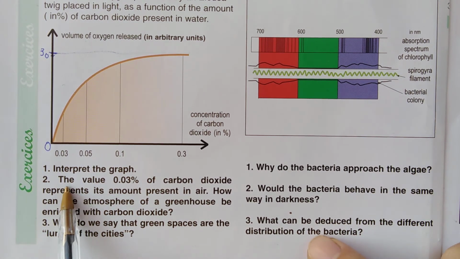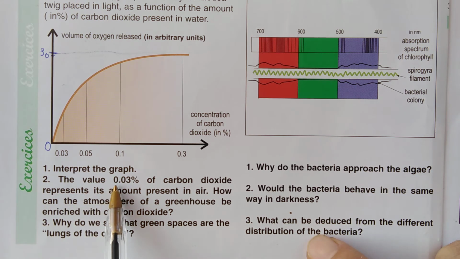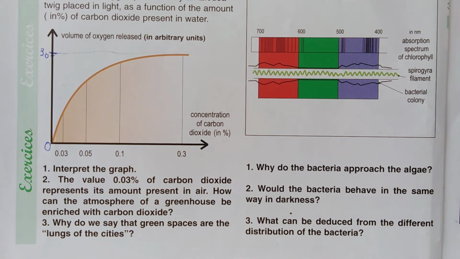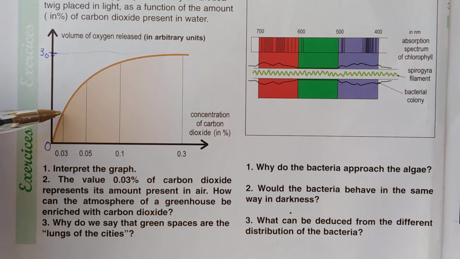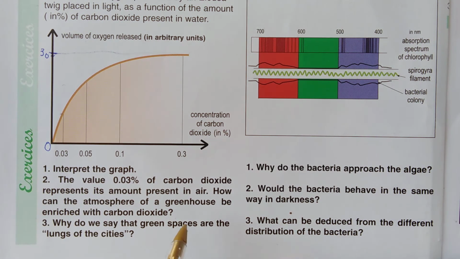They said that the value 0.03% of carbon dioxide represents its amount present in air. So how can the atmosphere of a greenhouse be enriched with carbon dioxide? Here they are telling us that this 0.03 is the amount of carbon dioxide that exists in the atmospheric air. So how can we enrich greenhouses with carbon dioxide?